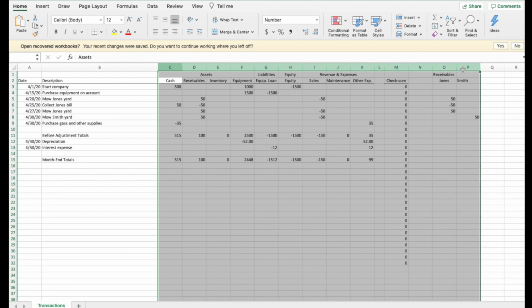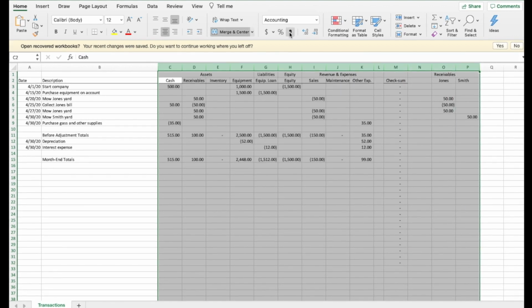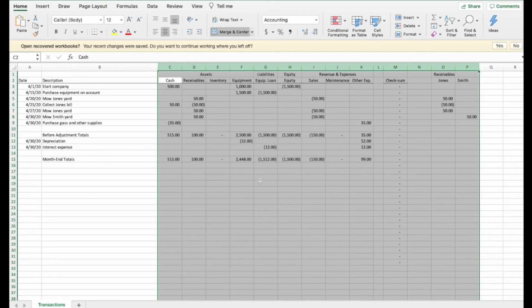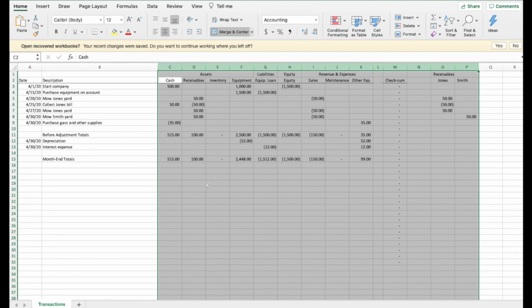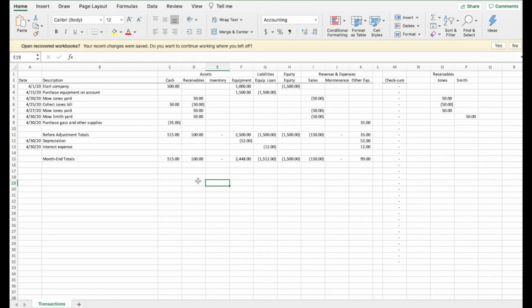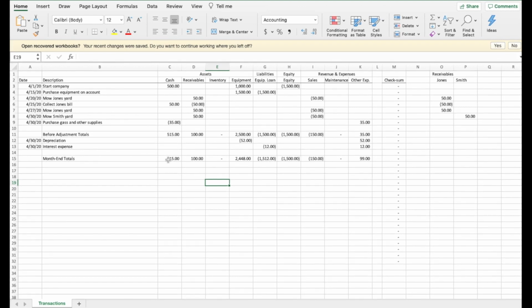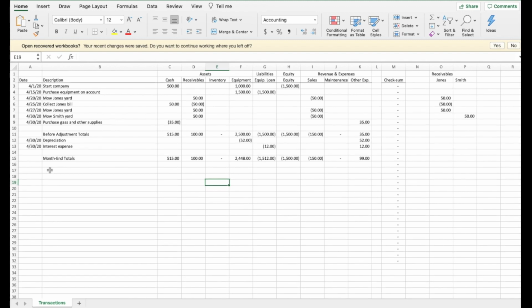Format everything for kind of dollars and cents. It just cleans it up and makes it look nice. So there are my month-end totals. Cash of $515, receivables of $100. And now these are my closing entries.